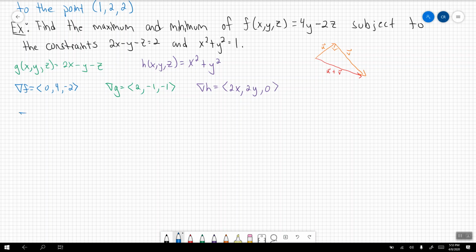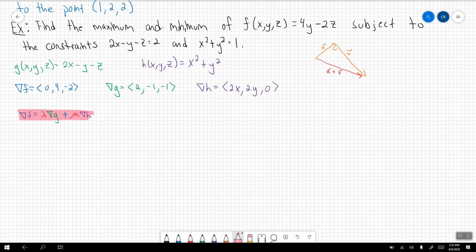So that's then going to tell me that delta f is going to be equal to lambda times the first vector, again some scalar multiple of this initial vector, plus some other scalar. We don't know what the next scalar is going to be. It might be lambda, it might not. We're going to call this mu. So this other scalar multiplied by the other vector, which is going to be the gradient of h.